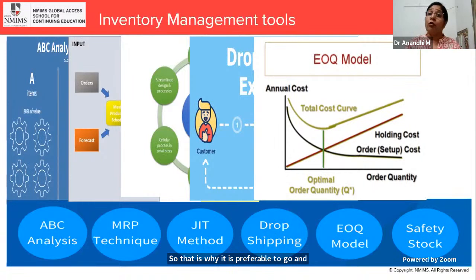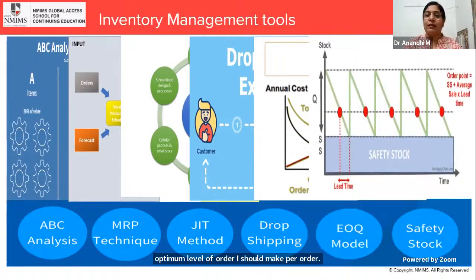But then when I do not have the stock, I cannot go for that. I can't wait for a longer period to get enough stock so that I can utilize the full truckload. Not possible. So my economic order quantity will tell me how much to order every time, the bare minimum, or else I can put it as the optimum level of order I should make per order. Okay, that we will understand with the calculation.